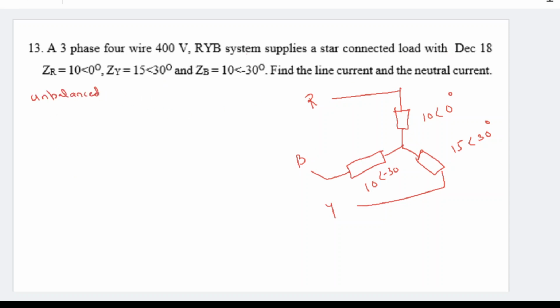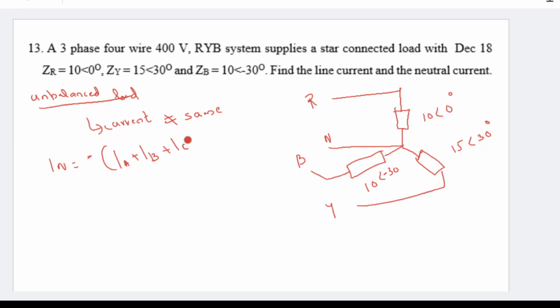The load is unbalanced. As a result, the currents will not be the same. So as a result, there will be a current flow through the neutral wire. So what will be the current flow through the neutral wire? That will be minus of the sum of IA plus IB plus IC. So that is the neutral current. And how can you find out the value for this line current?